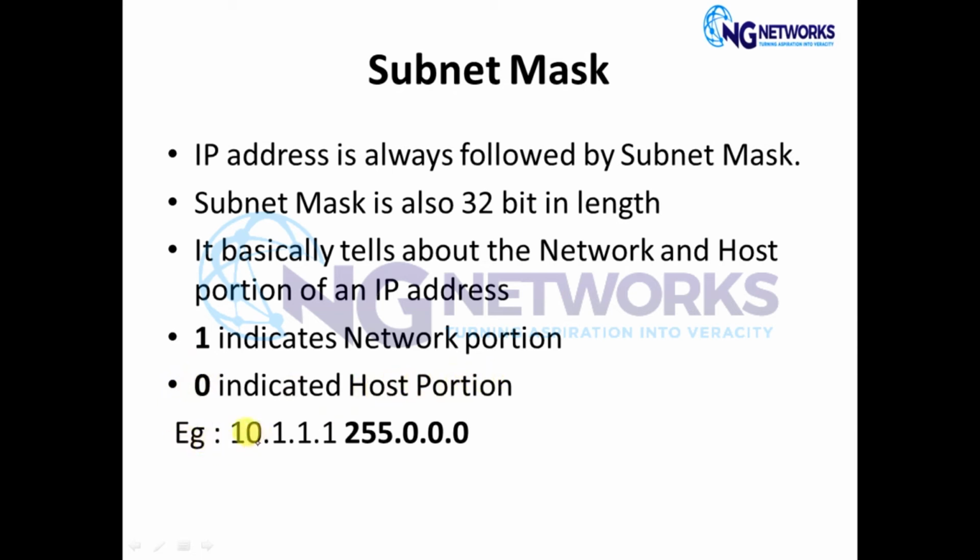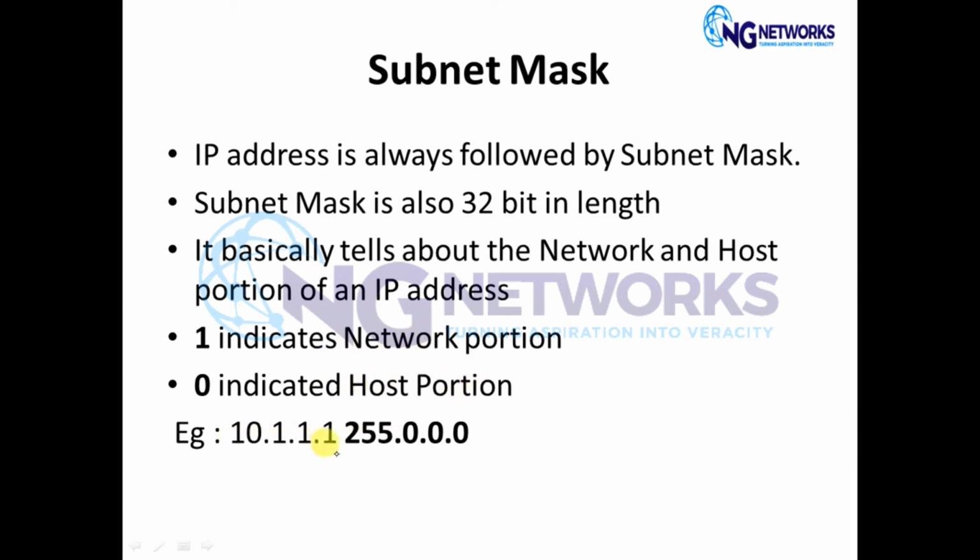Here is an example: 10.1.1.1 along with the subnet mask. This is your subnet mask. If I convert this decimal subnet mask into binary, how many ones will we get? We get 8 ones and the remaining 24 are 0. So in this particular IP, the first 8 bits are the network portion and the remaining 24 bits are the host portion. This is how, with the help of the subnet mask, we can identify the network portion and the host portion of an IP address.